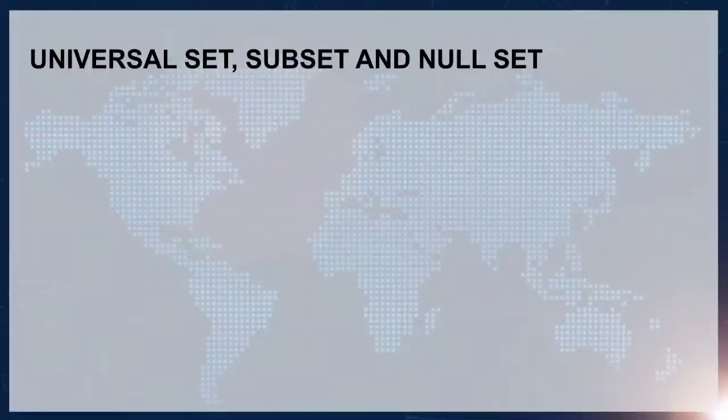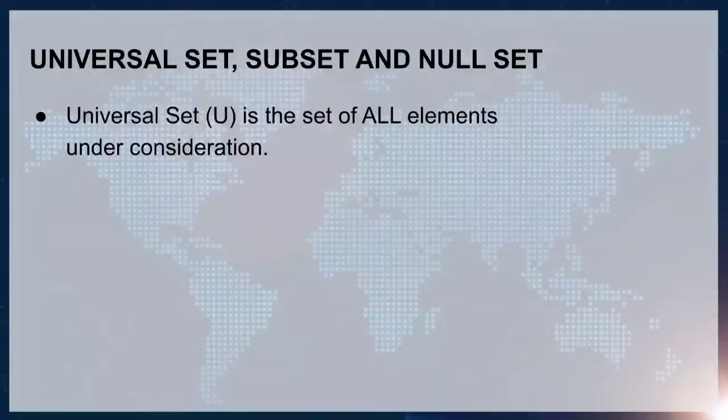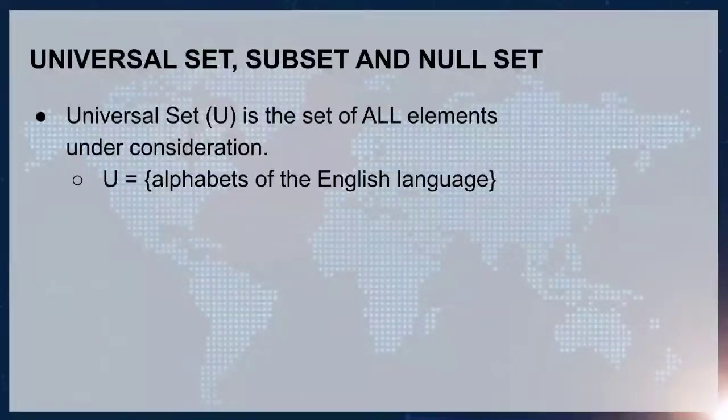Okay? Now, what about universal set, subset, and null set? A universal set is a set of all elements under consideration, and as a symbol, we use the capital letter U to describe it. One example of a universal set is the alphabet of the English language. All the letters A, B, C, and so on up to Z are members of the universal set for this particular example.